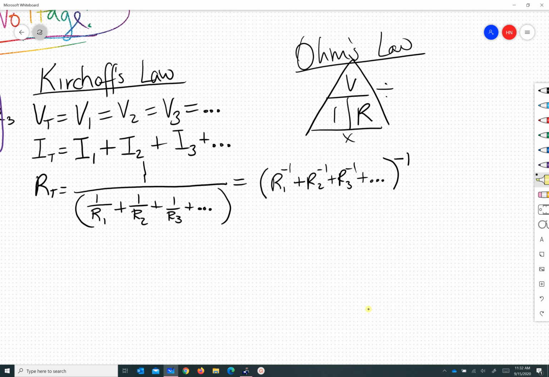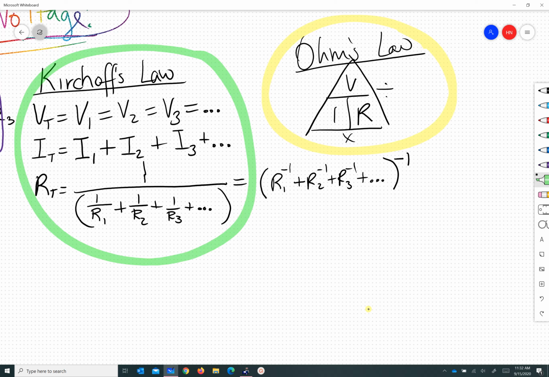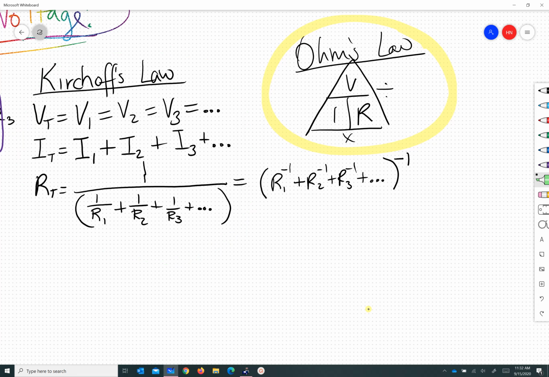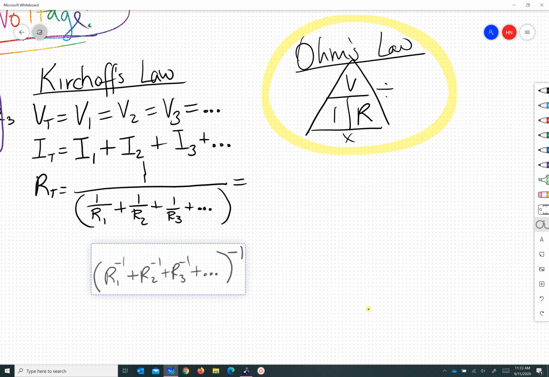I'm going to circle Ohm's law in yellow and Kirchhoff's law in green. Okay, actually, just to not leave this one out of the way, I'm going to take this one right here, and I didn't group it properly. I'm going to lasso this entire thing. There it is, and move it down here.